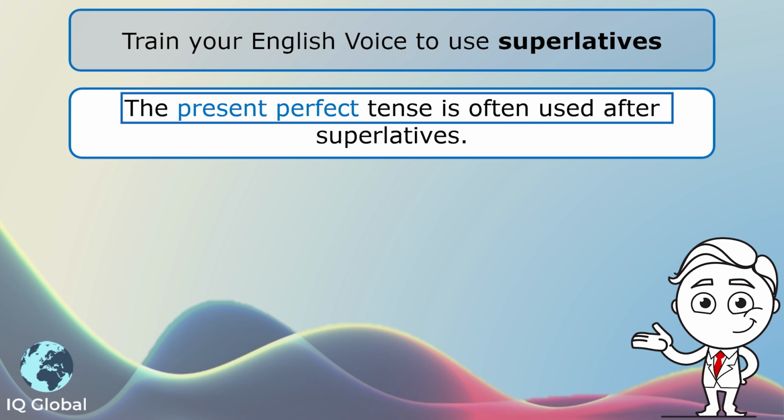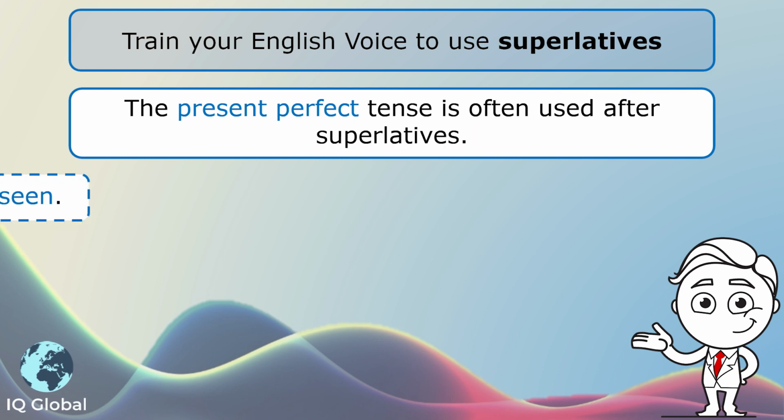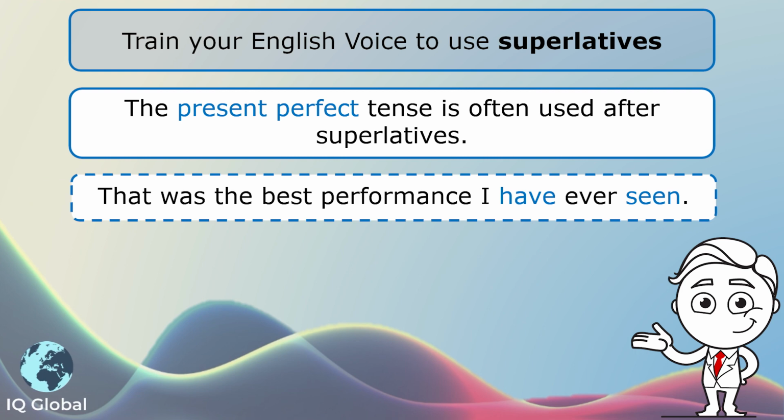The present perfect tense is often used after superlatives. Let's have a look at this example. That was the best performance I have ever seen. So have seen is the present perfect tense, and we are using it after the superlative, the best performance.